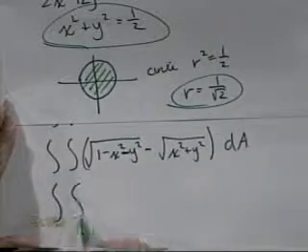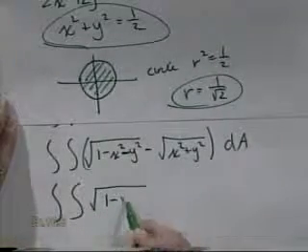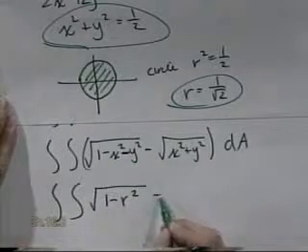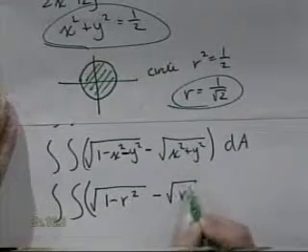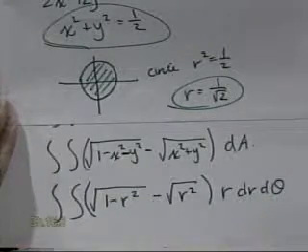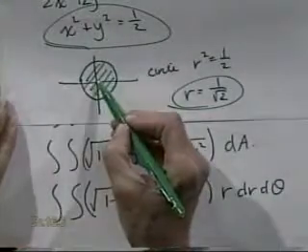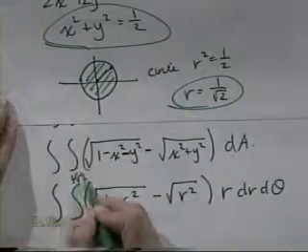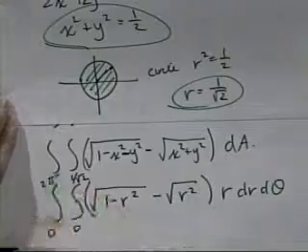And so my integration is going to be the square root of 1 minus r squared, because x squared plus y squared is r squared, minus the square root of r squared. For dA, I'll put in r dr d theta. What's my r ranging from? My r is ranging from 0 to 1 over root 2. And my theta is going from 0 to 2 pi.